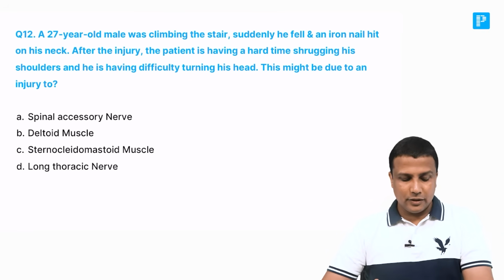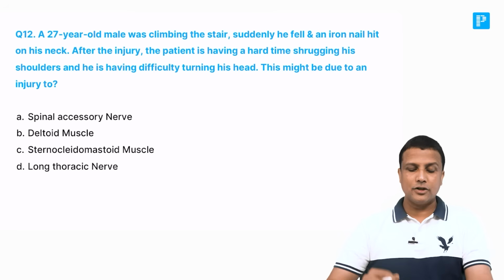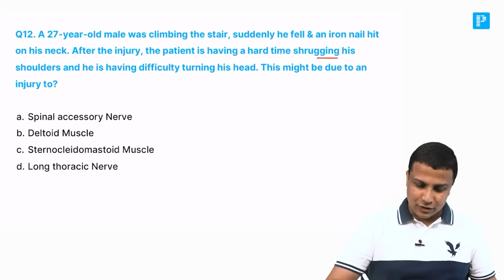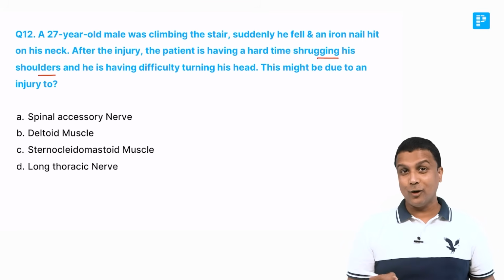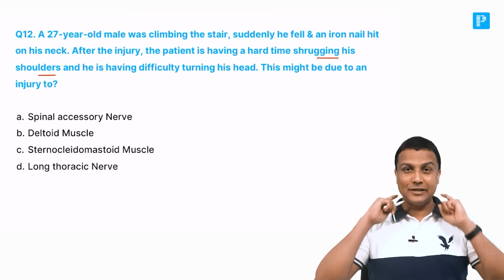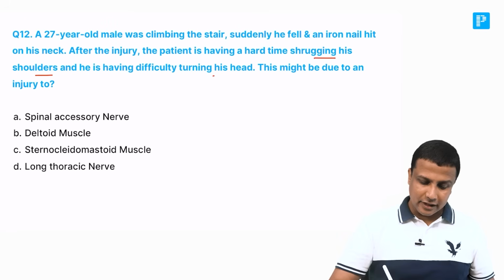Now once you are clear with this one here, a 27-year-old male was climbing the stairs. Suddenly he fell and an iron nail hit on his neck. After the injury, the patient is having a hard time shrugging his shoulder, so is unable to shrug the shoulders. Now try to recall, shrugging of shoulders is done by trapezius muscle. Trapezius muscle is actually helping in shrugging of shoulders. And he is having difficulty in turning the head.